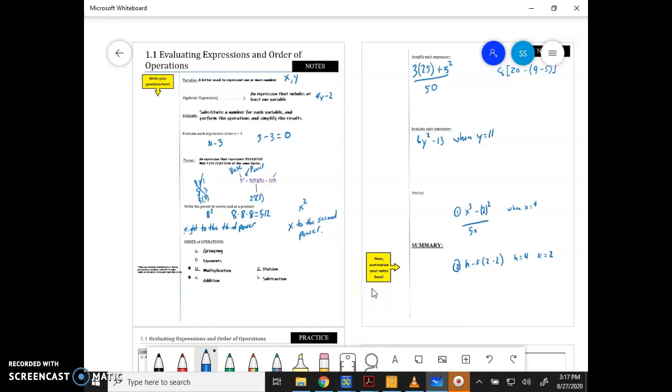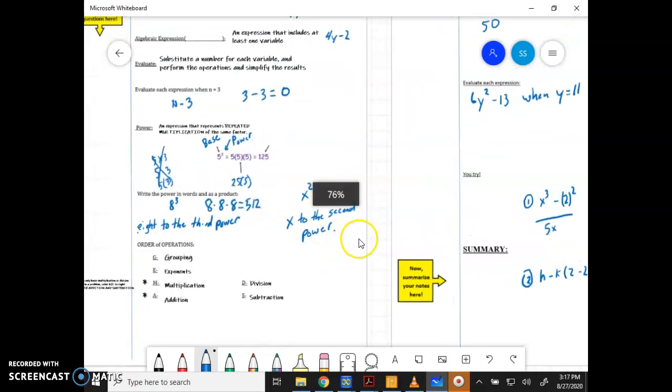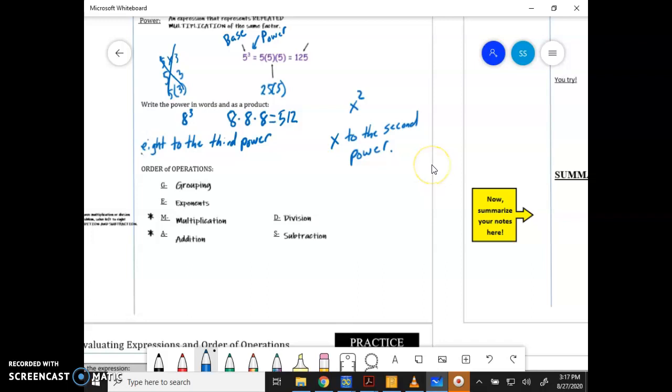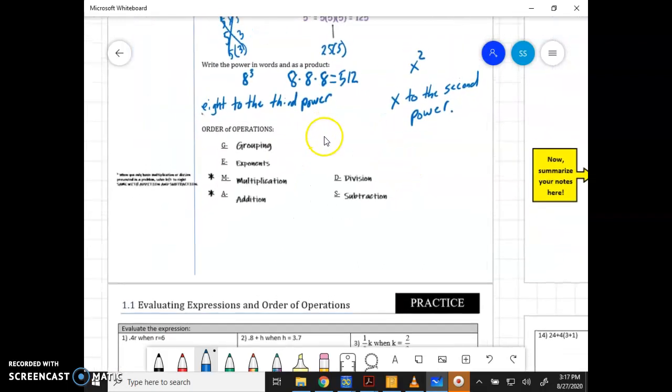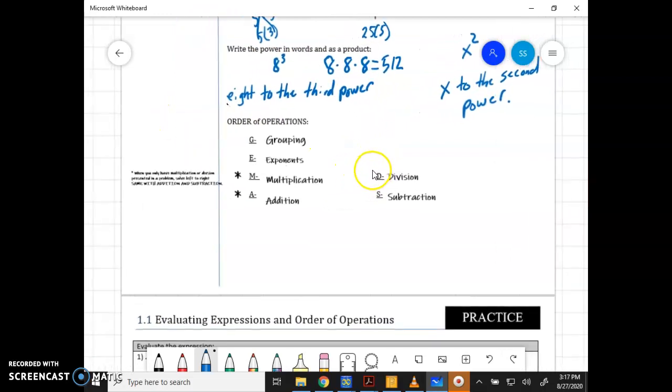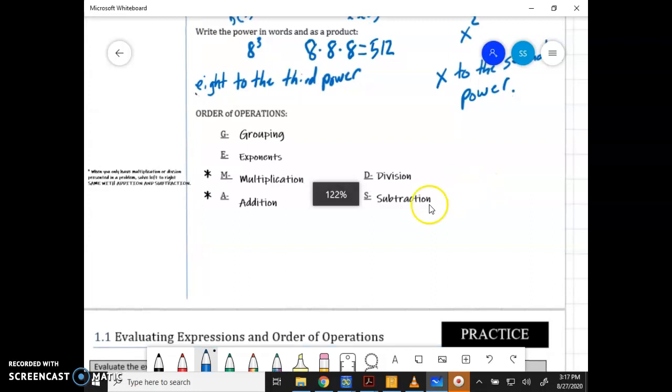This is evaluating expressions in order of operations, video number 2. If you haven't already watched video number 1, make sure you stop and do that first. Yesterday you should have gotten through about here on your notes. Now we're going to be starting with order of operations.